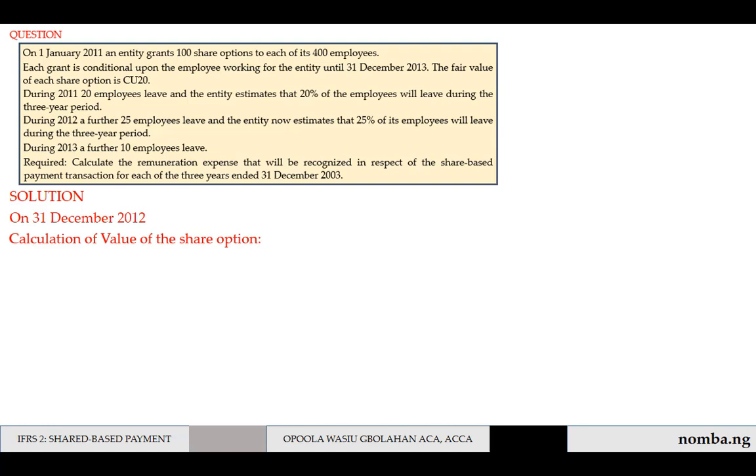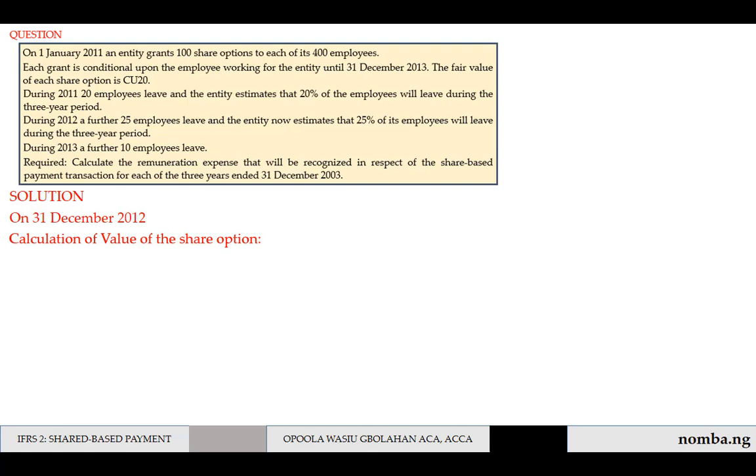In year 2, the entity will make another estimate at the end of December 2012. The question also solved that for us. The question said a further 25 employees leave. And the entity now estimates, this is what we need, the estimate they made at the end of that period. They have to keep making estimates every year, unless the question did not provide information about that. We'll still look at a question relating to that. So they estimate that 25% of its employees will leave during the 3 years period. You just have to understand it that way.